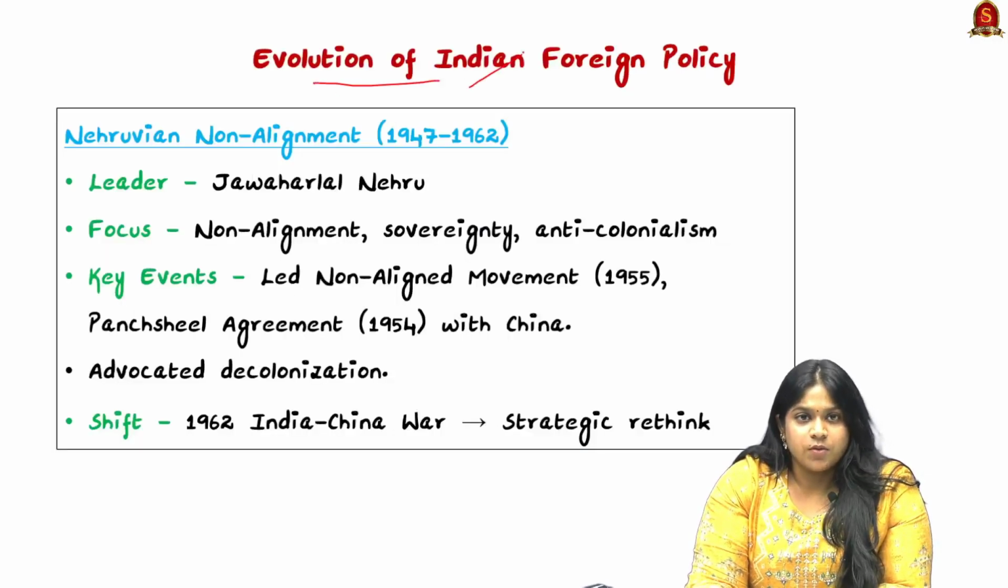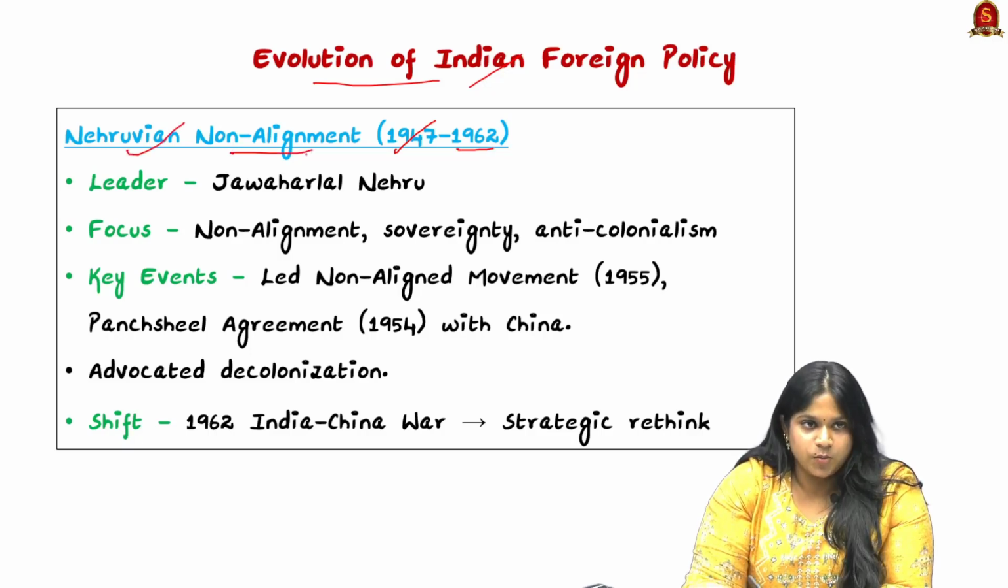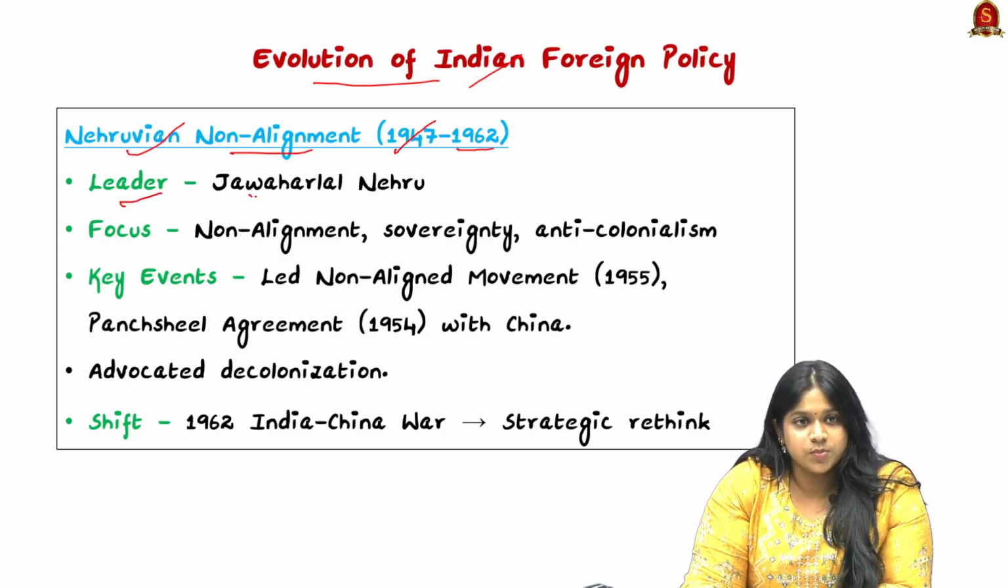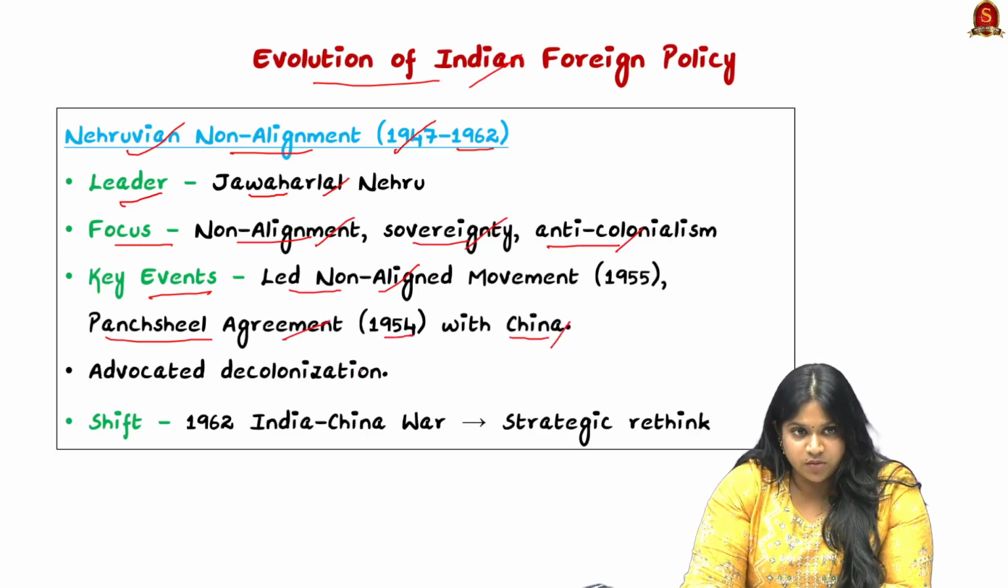So let's first look into the evolution of Indian foreign policy from the year 1947, that is from independence, to 1962, and it is known as the Nehruvian Non-Alignment movement. Here it was led by our first Prime Minister Jawaharlal Nehru, and the focus was on non-alignment after the Cold War, bringing in sovereignty and anti-colonialism movements. The key events included leading the non-alignment movement in 1955, then the Panchsheel agreement to have peaceful relations with China in 1954, and we also advocated for decolonization and encouraged independent nations.